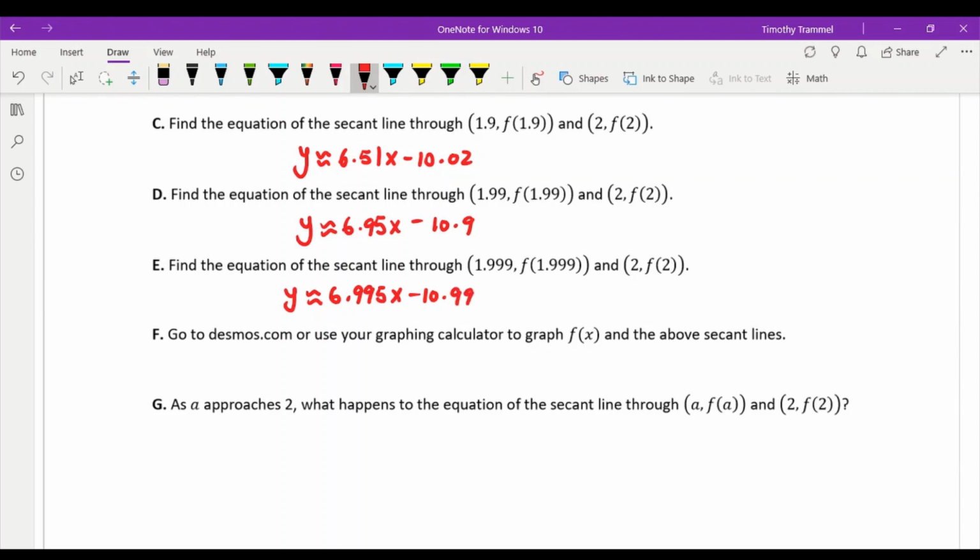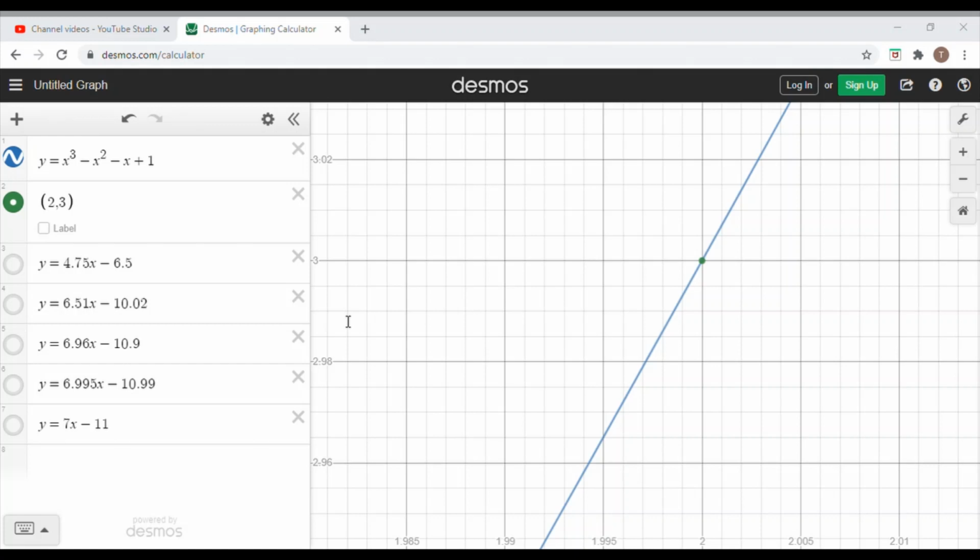And so now I want you to think for a second, if it looks like we're approaching a certain number. Maybe that m and b seem to be approaching a certain number as we get closer and closer to 2. But I actually want us to go ahead and look at all this graphically. So that's what we're going to do here next. All right, let's go ahead and try out part F here now. And all I want us to do is graph the function, its tangent line, and then all these secant lines.